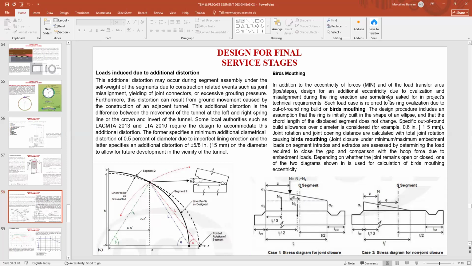Whenever you put loads on the segment, before putting the segments into the shaft, you take a load test of the segment. At that time, whatever bird's mouthing effect or joint closure has developed, you need to check whether it is within the tolerance level. So basically, the load induced due to additional distortion is called bird's mouthing. Bird's mouthing means that the joints are not perfectly closed and there is an additional gap, so that creates an additional moment also. Because this is an additional eccentricity, this eccentricity causes an additional moment that is also taken into account for the final service stage of the segments.